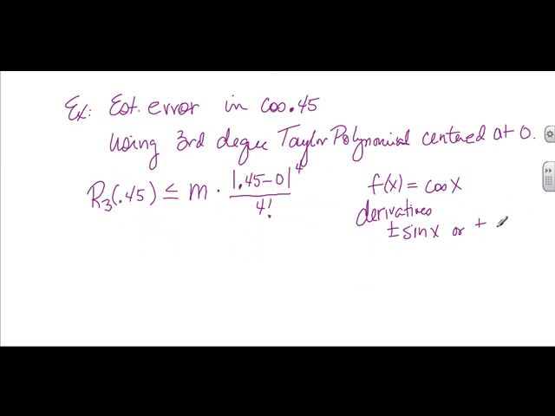So if you think about taking the derivative of the function f of x over and over and over again, you're either going to have sine or cosine, or the negative of sine or cosine. And I know that the maximum value for a sine or a cosine function is 1. So we're going to let M be 1 because the derivative at any point c has to be less than or equal to 1.